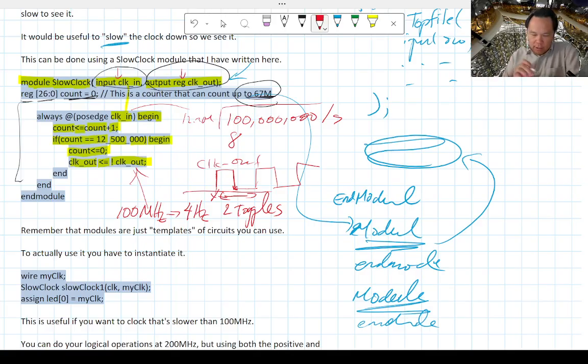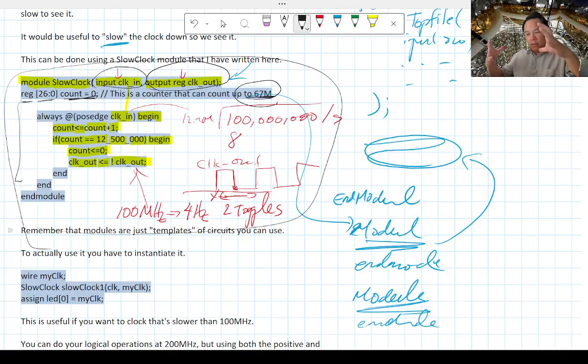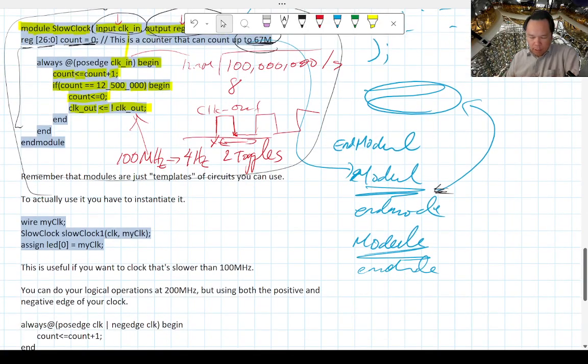Okay, all right, so as I stated in the full adder module, this is basically a template that you define after your end modules. In order to use it to actually make it real, as opposed to just a blueprint or a template for it, you have to instantiate it in your top file. So to instantiate it, I'm going to make something called my clock. And this is a wire, not a register, because I don't want to deal with registers unless I have to.